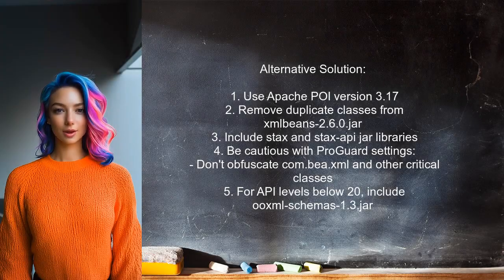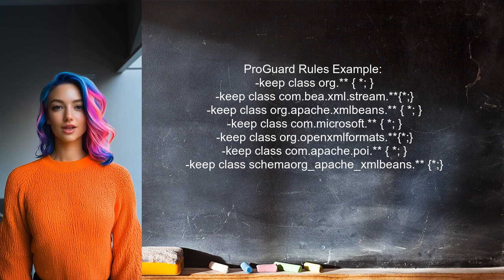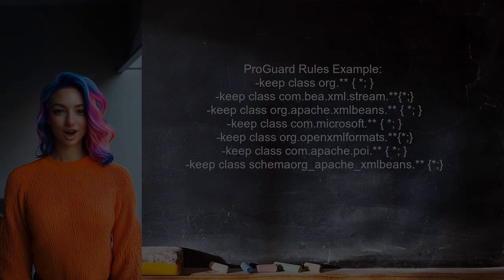Let's take a look at another one. An alternative approach shared by another user suggests using the latest Apache POI version 3.17 for working with Excel files on Android. They emphasize the importance of removing duplicate classes from the xmlbeans-2.6.0.jar and including the StAX and StAX API jar libraries. When using Proguard, they advise being cautious not to obfuscate critical classes like com.bea.xml and others required by POI. Additionally, for devices with API levels below 20, they recommend including the full drawing and spreadsheet package from ooxml-schemas-1.3.jar to prevent class not found errors.